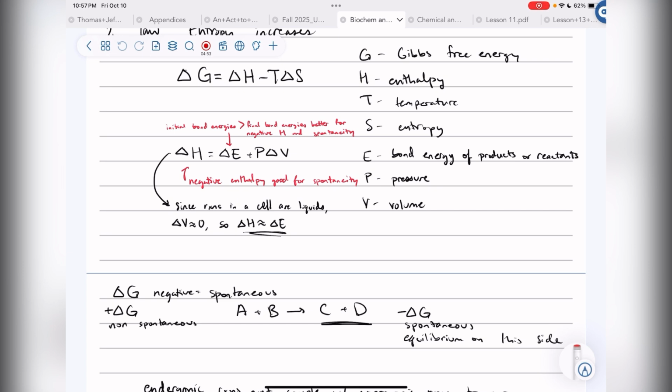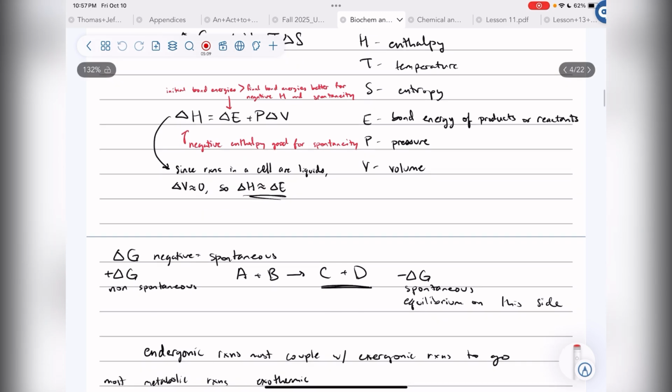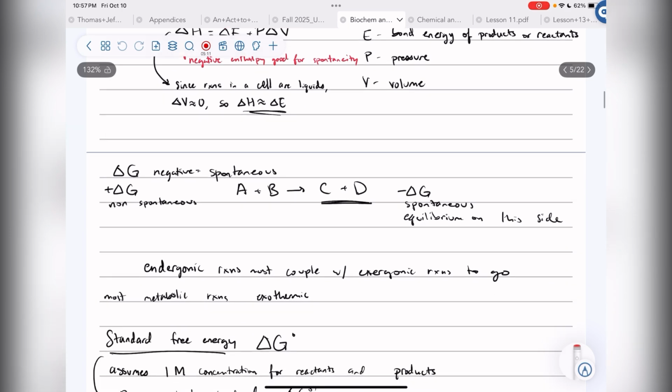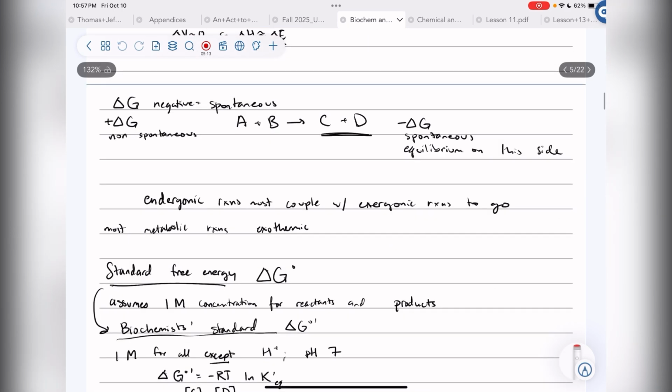So in a cell, most of the reactions are going to be in liquids, like in your blood, or inside of your cell. So there's not going to be any change in volume. That's going to be 0. And so basically, delta H, your change in enthalpy, is basically your change in bond energy, and that's it, which is nice. Okay, delta G negative, spontaneous, yeah. If your delta G is negative, then that means the equilibrium is going to be on this side, like the products are lower energy.